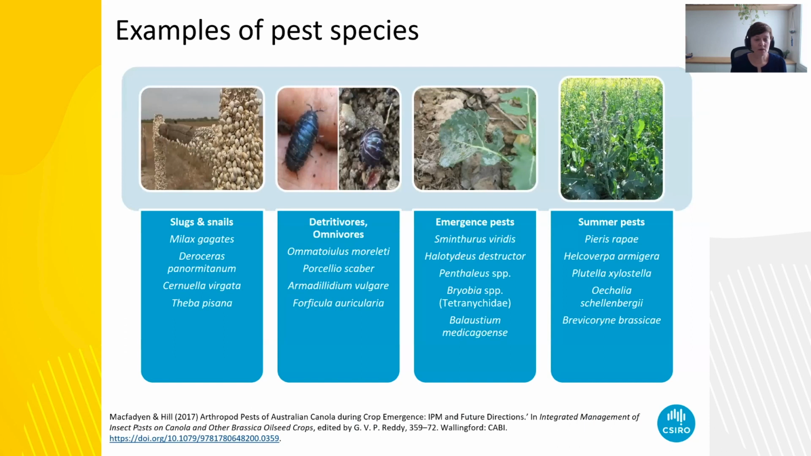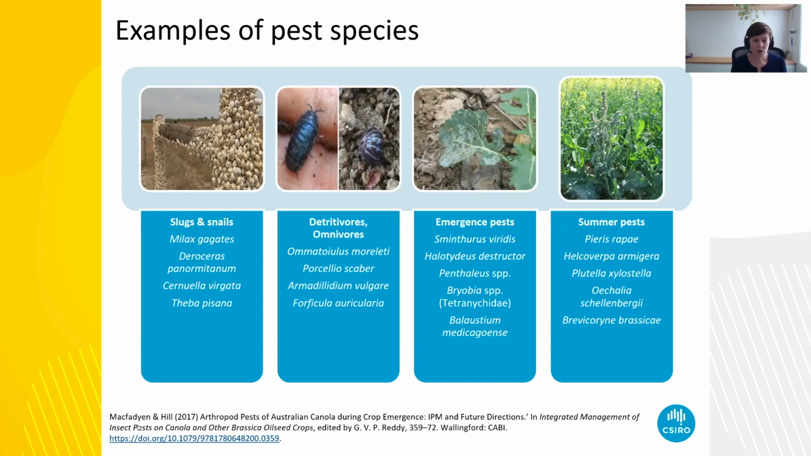Here's just some examples of the pest species that we see within canola. It's not a complete list, it was just some examples in each of these 4 categories, just to give you a picture of some of the challenges that are being faced by growers. So we've got slugs and snails, and these are usually managed via baiting. There's also a new group of pest species that are really detritivores and omnivores. So these are your slaters, your pillbugs, the Portuguese millipede, and also the European earwig. And I'm going to come back to these new pest species later on.